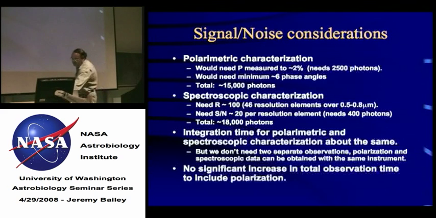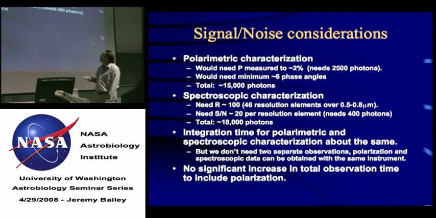And what I'm going to do here is just a quick comparison of what's involved in doing polarimetric observations compared with spectroscopic observations, which is the way people have normally thought of characterizing planets. And what I've estimated here is that you would need to detect, for example, the rainbow signal and the Rayleigh scattering signal, you'd need to measure maybe 6 phase angles, and you'd need to measure the polarization of each one to an accuracy of about 2%, which would be sufficient to comfortably see these effects. And you can calculate that needs about 15,000 photons.